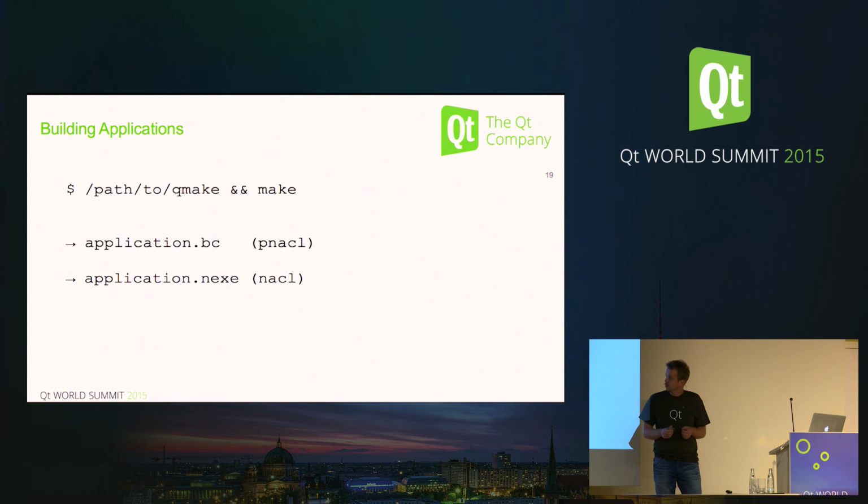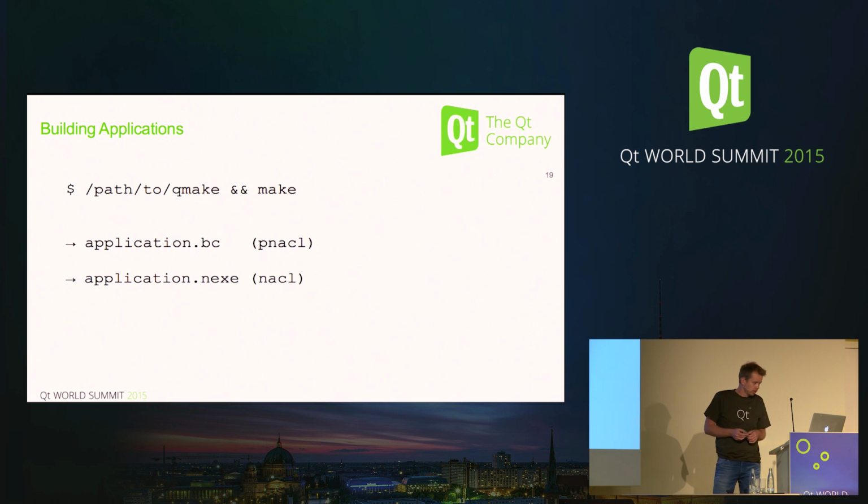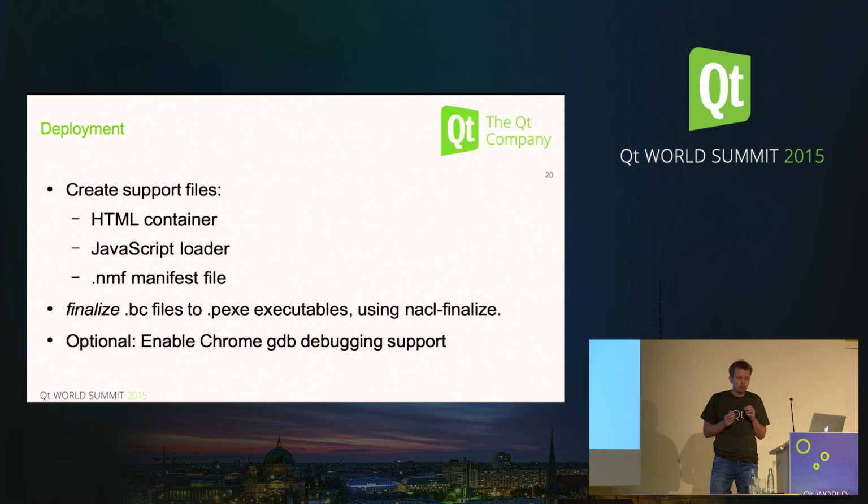So when you build the application, you will get the binary, which is either, if you're using portable native client, a .bc file. So this is a kind of an intermediate file. Or you can get the native client binary. And the browser can't run this directly, so we need to have a deployment step. And that's next.